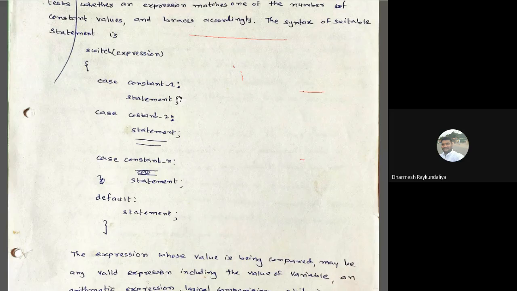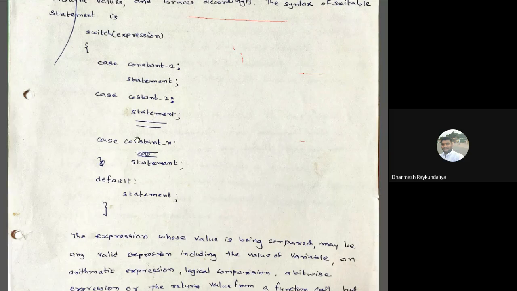The statement can be any valid C++ statement. If you have multiple statements to be executed after the matching of the constant, then you have to use a compound statement. That means you have to use curly braces. Similarly, you can add as many constants as possible, but make sure that after the constant there should be a colon. Okay, it is not a semicolon, it is a colon. And after each statement you have to have a semicolon, because each statement is terminated by a semicolon.